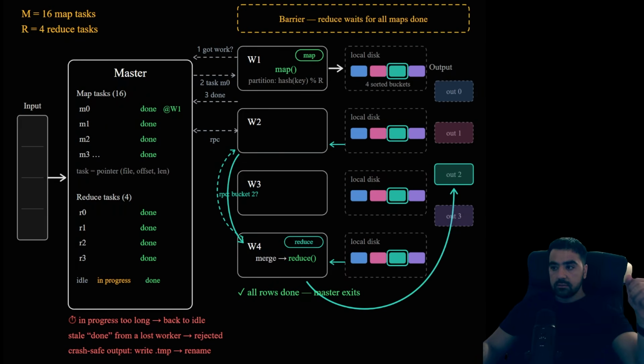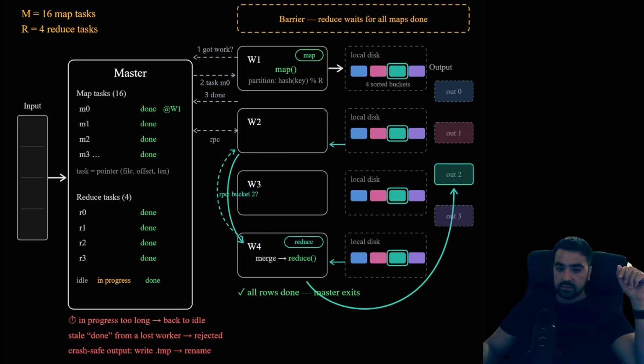So, a very quick recap. We started by saying that we're going to have master and worker processes. We're going to have M map tasks and R reduce tasks. We start by splitting the data into map tasks. The workers reach out and ask for a map task, read the data from the file at the specified offset and length, run it against the map function, and write it to the partition number they calculated by hashing the key and taking the modulus by R.